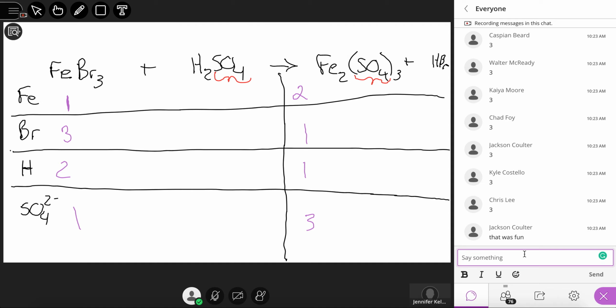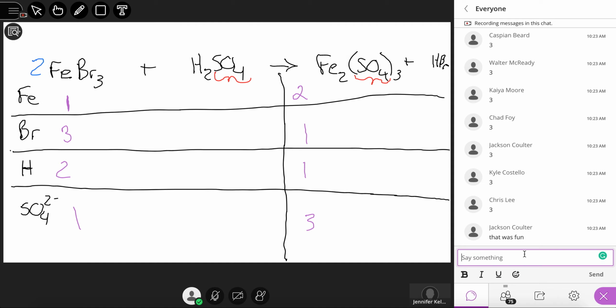One thing I noticed just looking at it, if I try to balance the bromine first, I have 3 on the left, then I would put 3 in front of HBr, but then on the left I have 2 hydrogen. So trying to match the 2 and the 3 becomes kind of hairy. But if I do the iron first, then life is a little bit easier. So if I have 2 on the right and 1 on the left, I'm going to change the coefficient.